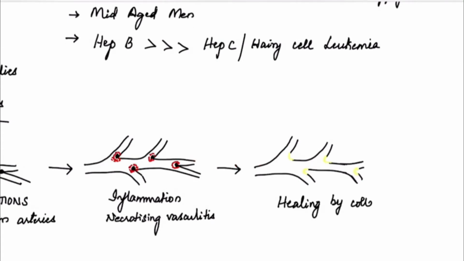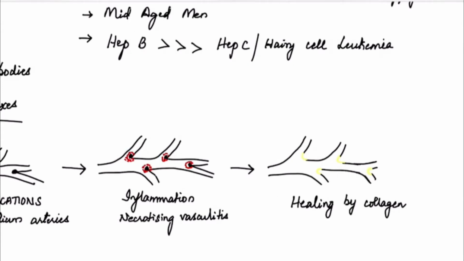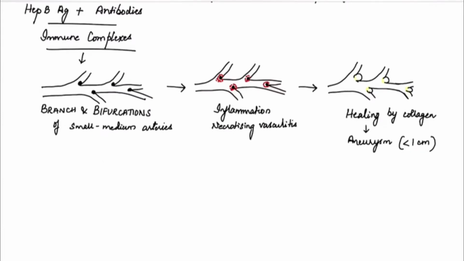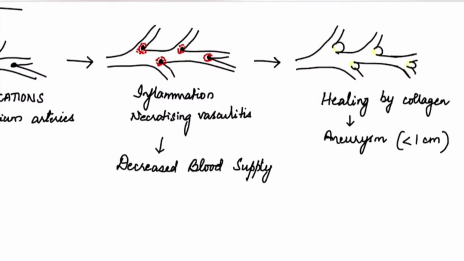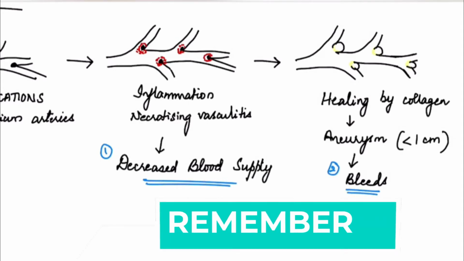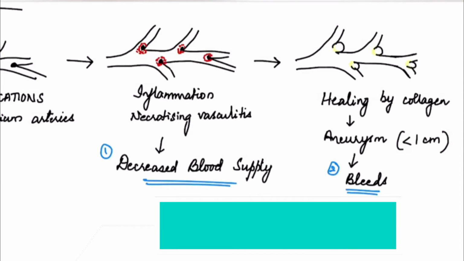Now this collagen will weaken the blood vessel wall, and that part of the blood vessel wall is prone to develop aneurysms. And these aneurysms are typically less than 1 centimeter in size, and they are known as microaneurysms. So on one side there is inflammation, and because of inflammation there is decreased blood supply to the tissues. And on the other side there is microaneurysm formation which may rupture producing bleed. So decreased blood supply and bleeds are the 2 points to remember in polyarteritis nodosa.